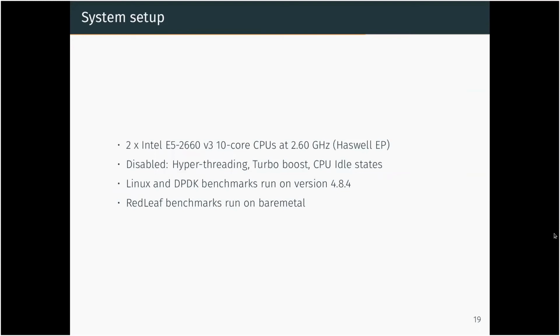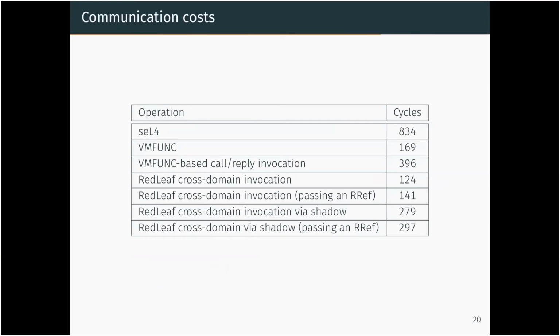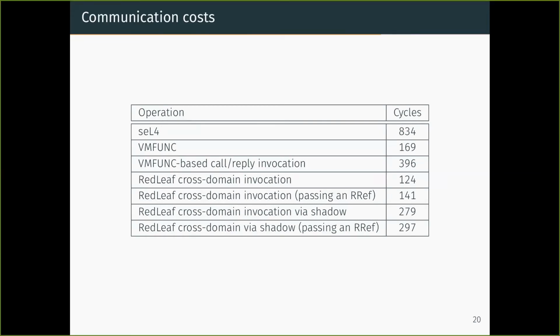Now it's time to evaluate and understand the overheads of language-based isolation. Our system setup consists of two Intel Xeon CPUs. All RedLeaf experiments are performed on bare metal hardware. Though RedLeaf supports symmetric multiprocessing, in our experiments we limit it to single core operation. First, to understand the benefits of language-based isolation over traditional hardware mechanisms, we compare RedLeaf's cross-domain calls with other synchronous IPC mechanisms. seL4 implements the fastest synchronous IPC across several modern microkernels, on which a cross-domain invocation costs 834 cycles. On an EPT-based isolation framework with VMFUNC, a call-reply invocation takes 396 cycles.